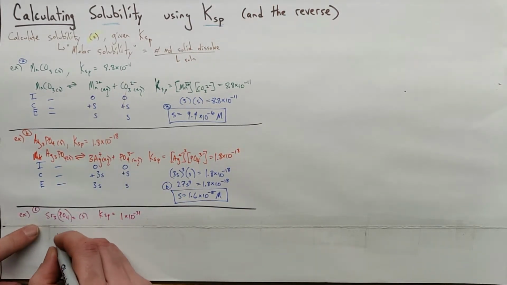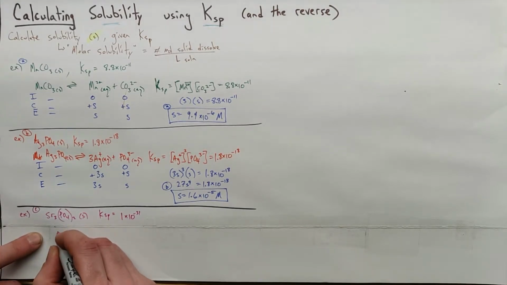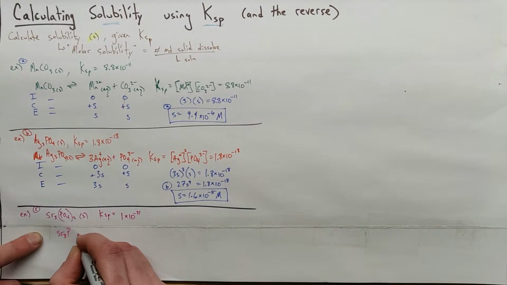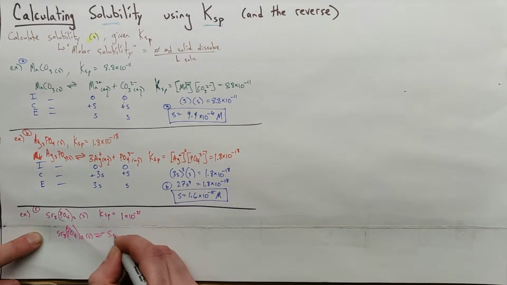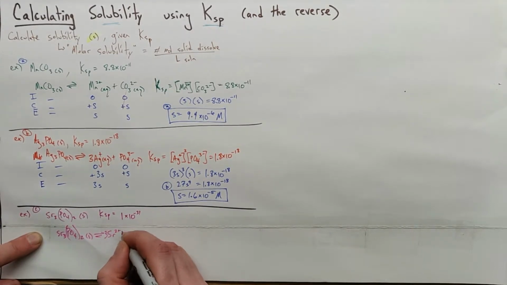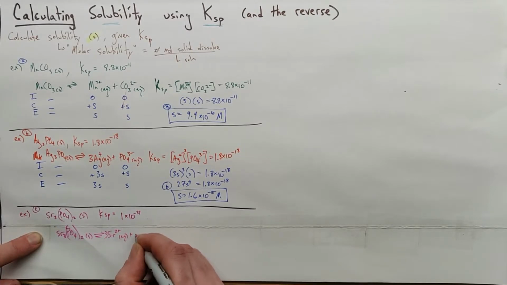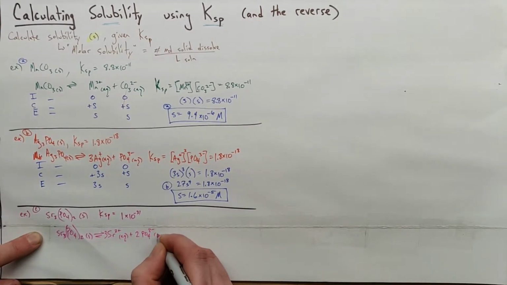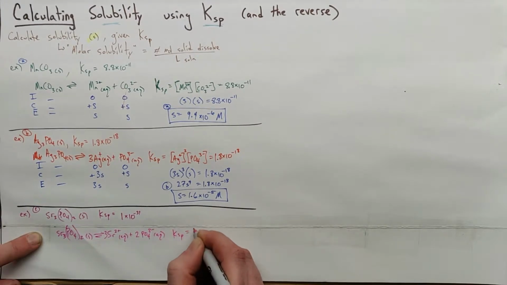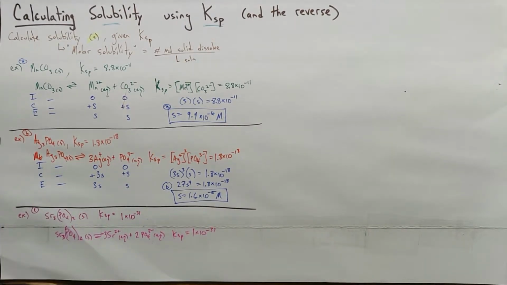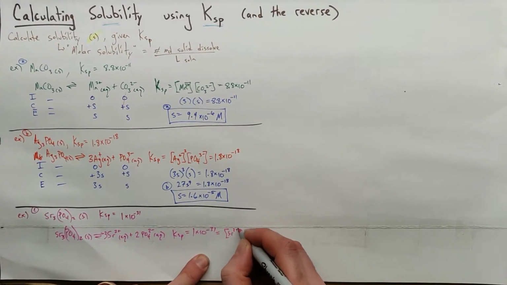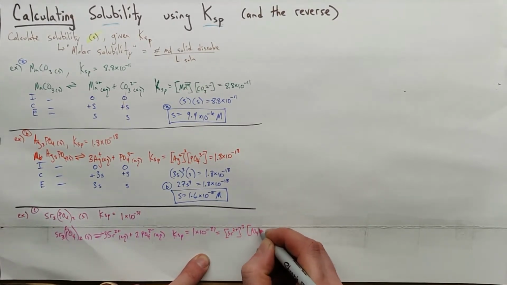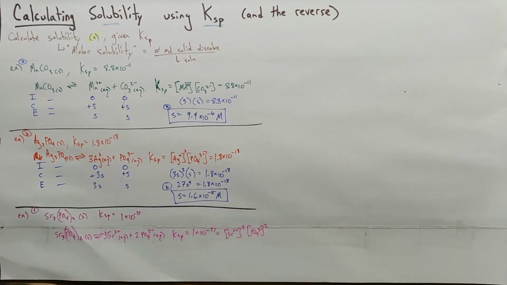None of those words really matter unless we're looking into the future. We've got strontium phosphate, Sr3(PO4)2. It's going to dissociate to give us strontium ions, 3 of them, and phosphate ions, 2 of those, with a Ksp value of 1 times 10 to the minus 31st. All right? Set up our equilibrium equation, strontium ions cubed and phosphate ions squared. So we set it up just like all those other ones.